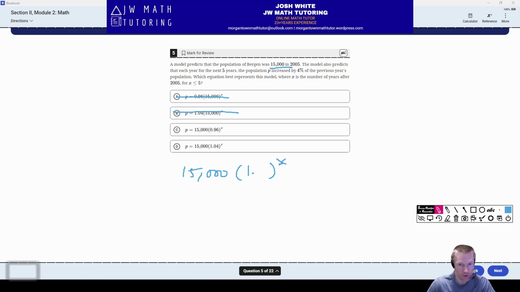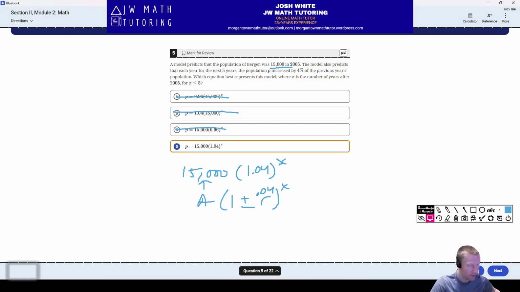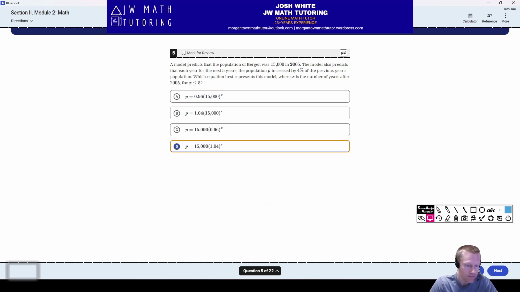The correct answer for this is going to be D because it's increasing. Because for exponential either growth or decay, the general form is like A times 1 plus or minus R, say, to the X. A is your initial amount. We know that's 15,000. R is your percentage increase or decrease, so in this case, it's 0.04. Because it's an increase, you add it. If it was a decrease, you would subtract it, 1 minus 0.04. So the correct answer for this one, as I said, is going to be letter D.